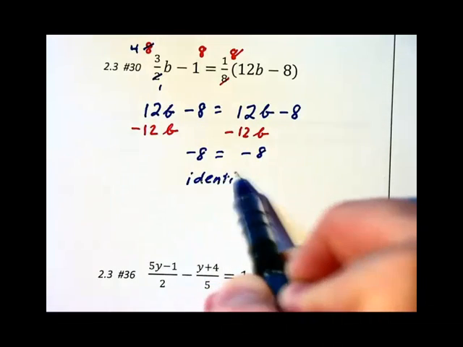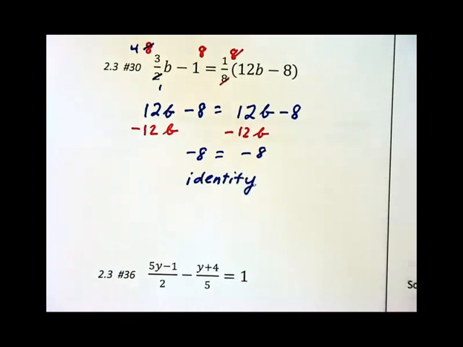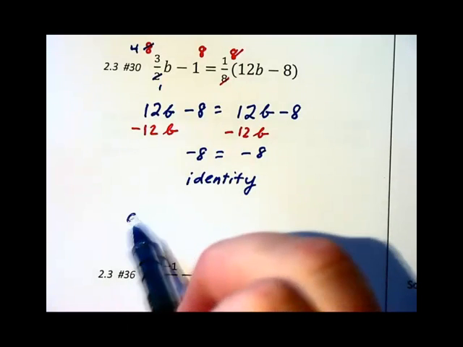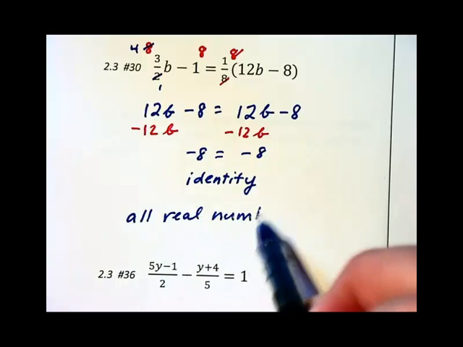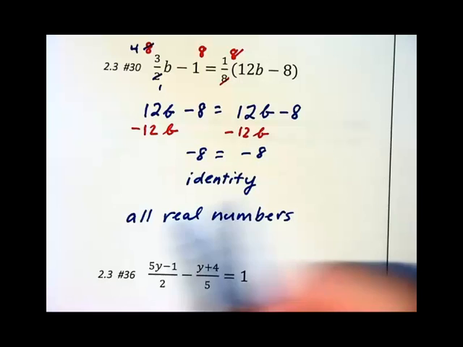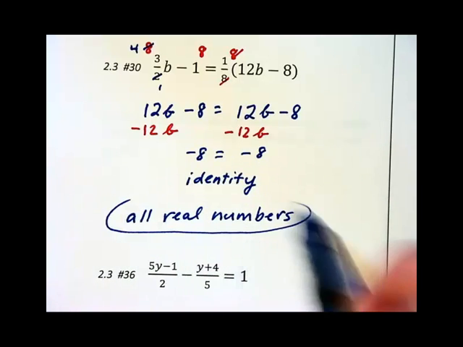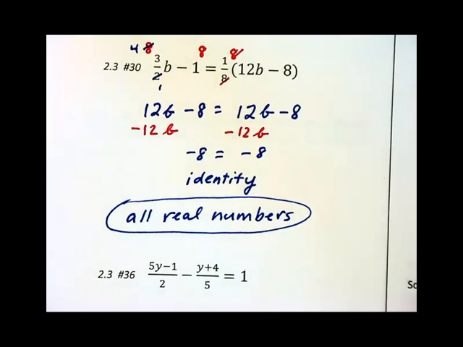That's one of the words we learned in the last video. And anytime we have an identity for an equation, our solution is all real numbers. Meaning, no matter what value of b we choose in this case, it will work in that equation.